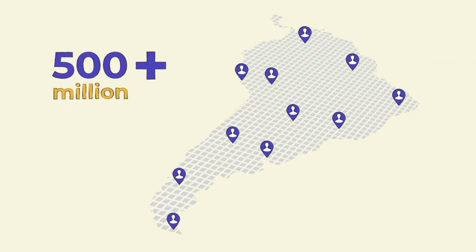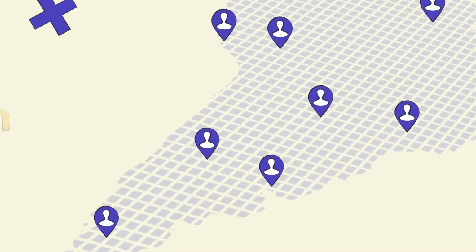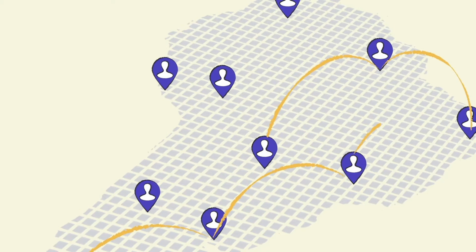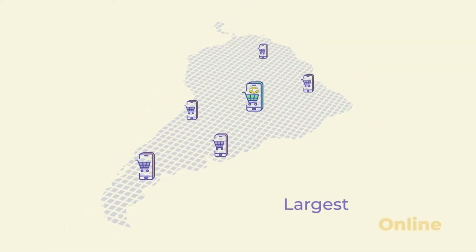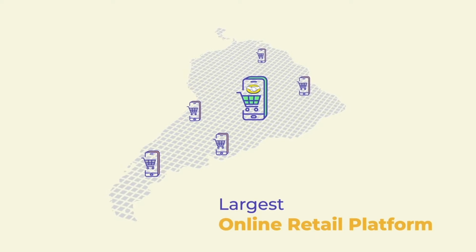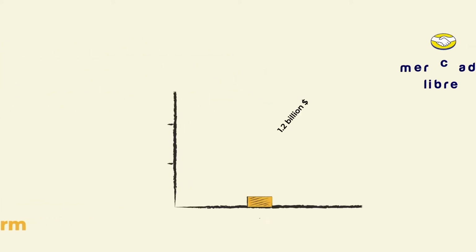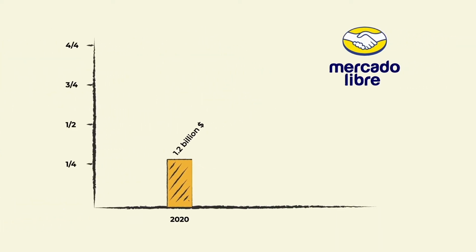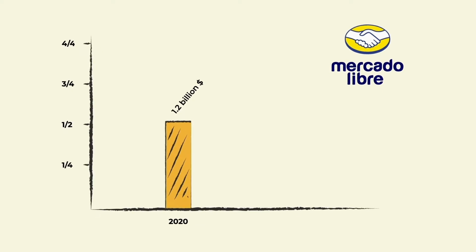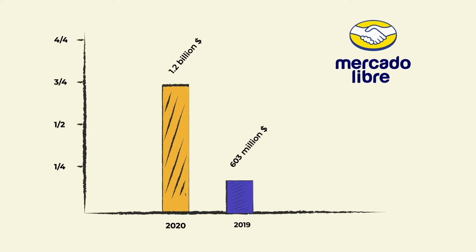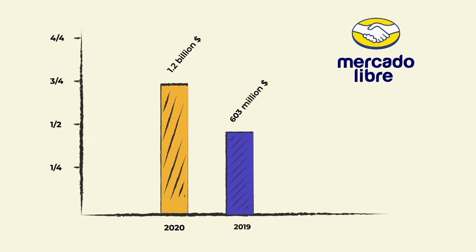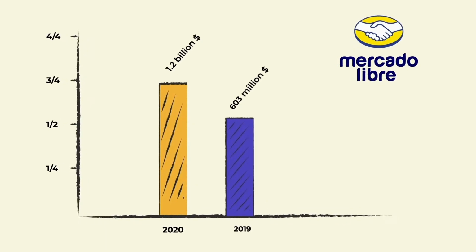A market of over 550 million people and a region with one of the world's fastest growing internet penetration rates, MercadoLibre is the largest online retail platform in Latin America. As per the seller-based statistics, it has generated $1.2 billion in the first quarter of 2020, and that's up from $603 million a year ago.